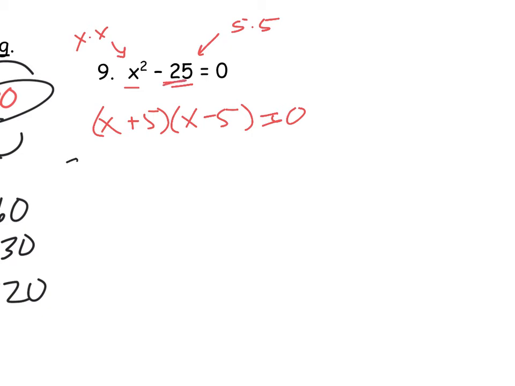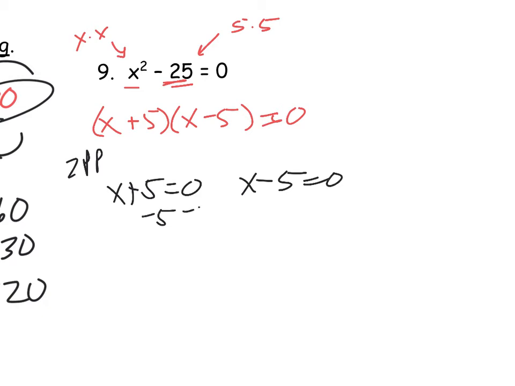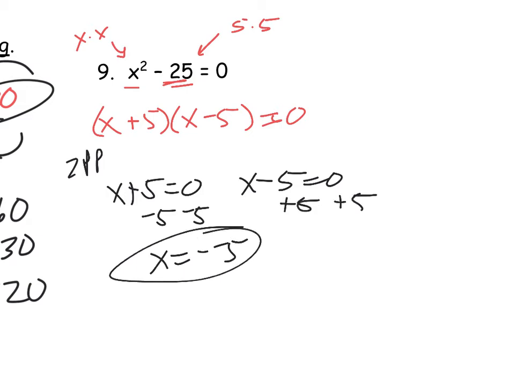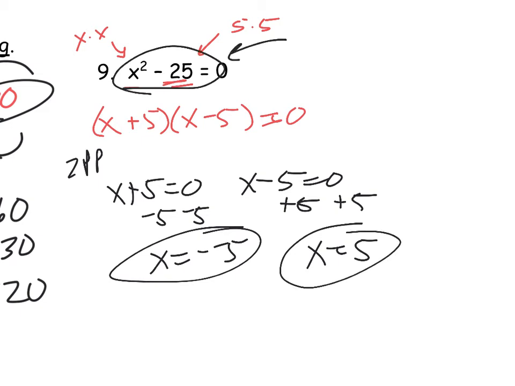And then just kicking in ZPP again, x plus 5 equals 0, and x minus 5 equals 0. When you solve these, I'm going to subtract 5 and get x equals negative 5. Here I'd add 5 to both sides and get x equals positive 5. So if you did plug this into the quadratic formula because you didn't want to factor it, remember that's x squared plus 0x minus 25.